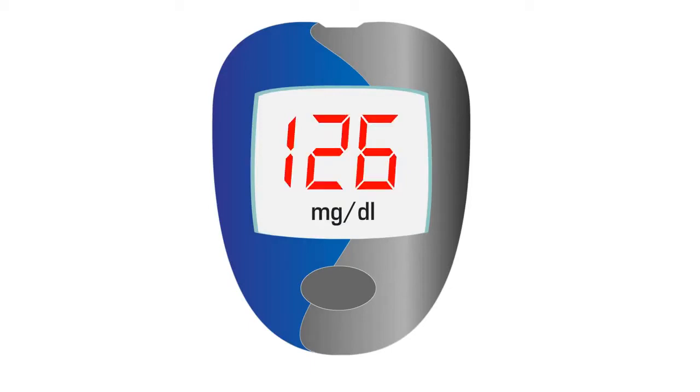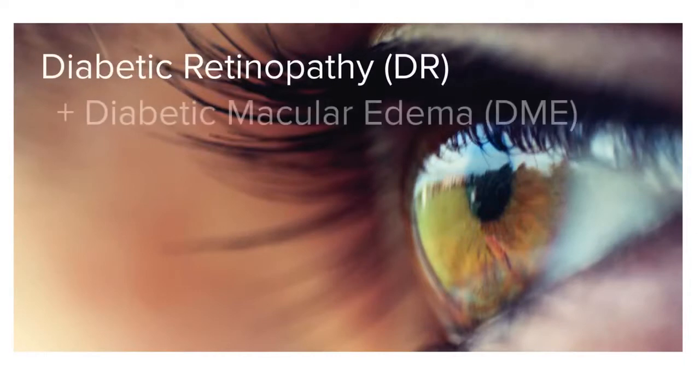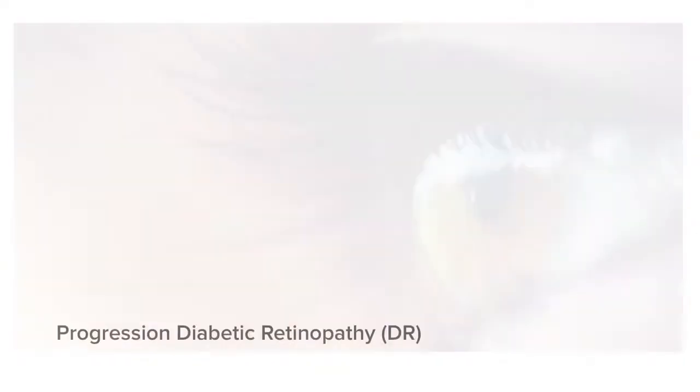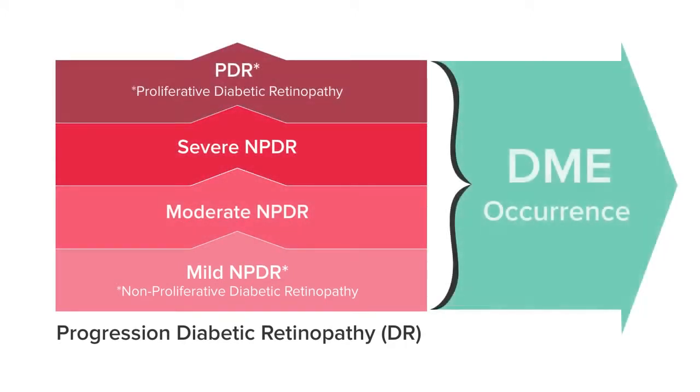High levels in blood glucose can lead to a number of conditions, including vision-threatening diseases such as diabetic retinopathy and DME. DME can occur at any point in the progression of diabetic retinopathy, so the presence of both conditions must be monitored to prevent vision loss.